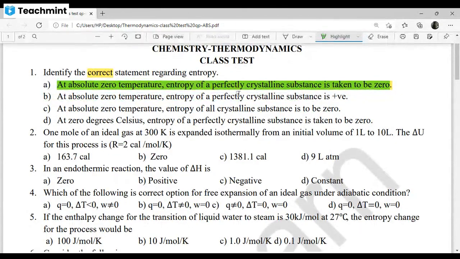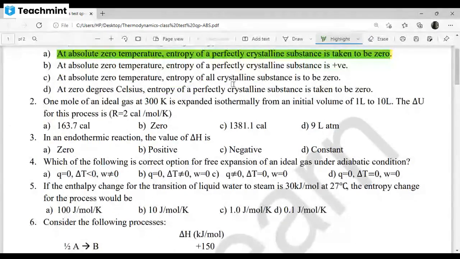Okay, let's move to the second question. 1 mole of an ideal gas at 300 Kelvin is expanded isothermally. Here, what have they given? Isothermally. Whenever you see this term isothermally, what has to come to your mind? What you must know? Isothermally means delta T is equal to 0. Initial volume of 1 liter to 10 liter. That means initial volume is 1 liter, final volume is 10 liter.